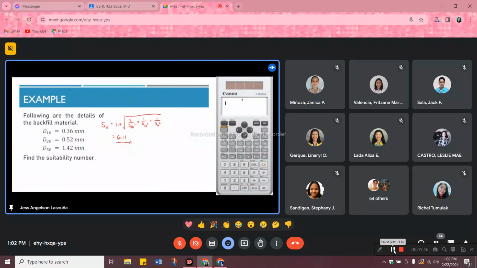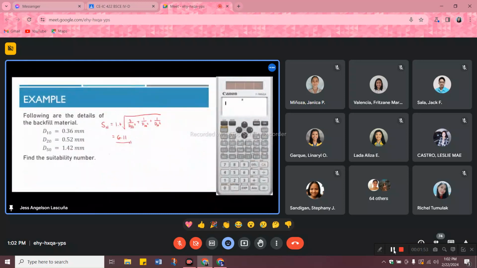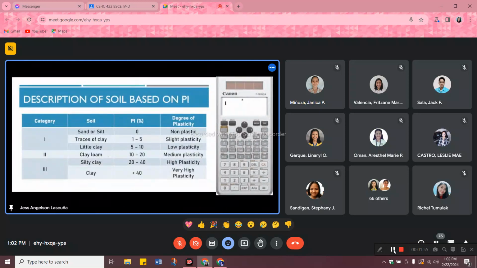Kanina ato tong gisolve ang mga suitability number. So karon ako na i-present ang mga tables that are relevant sa ato, ang soil classification, sa ato ang soil testing and many more. So partaw na sa description of soil based on unsa man ang PI. Sige na ng PI guys.